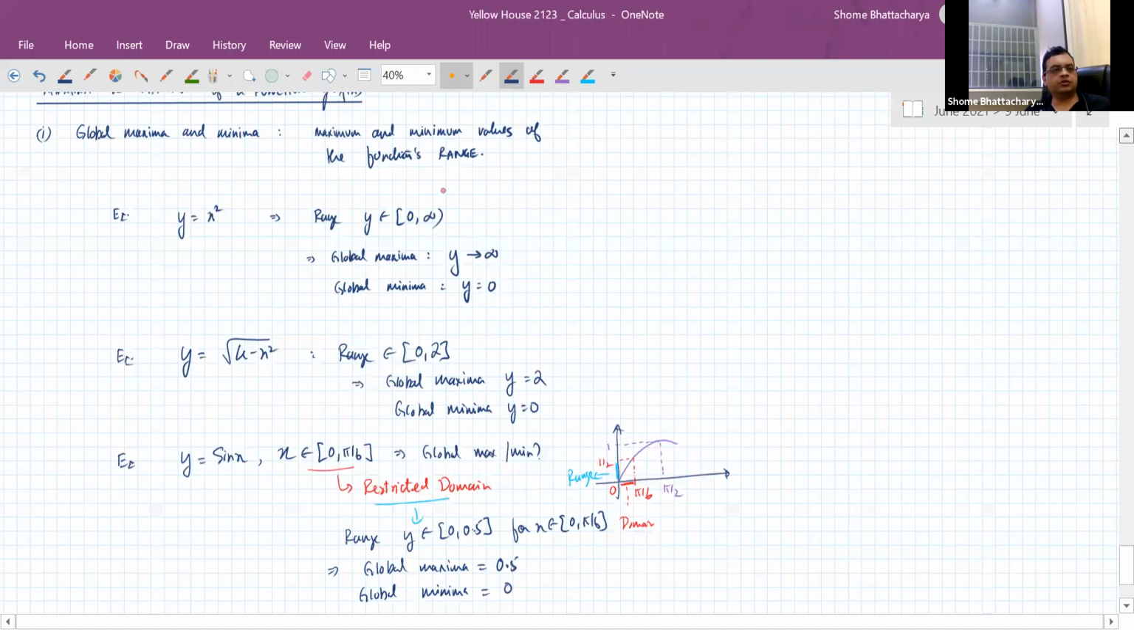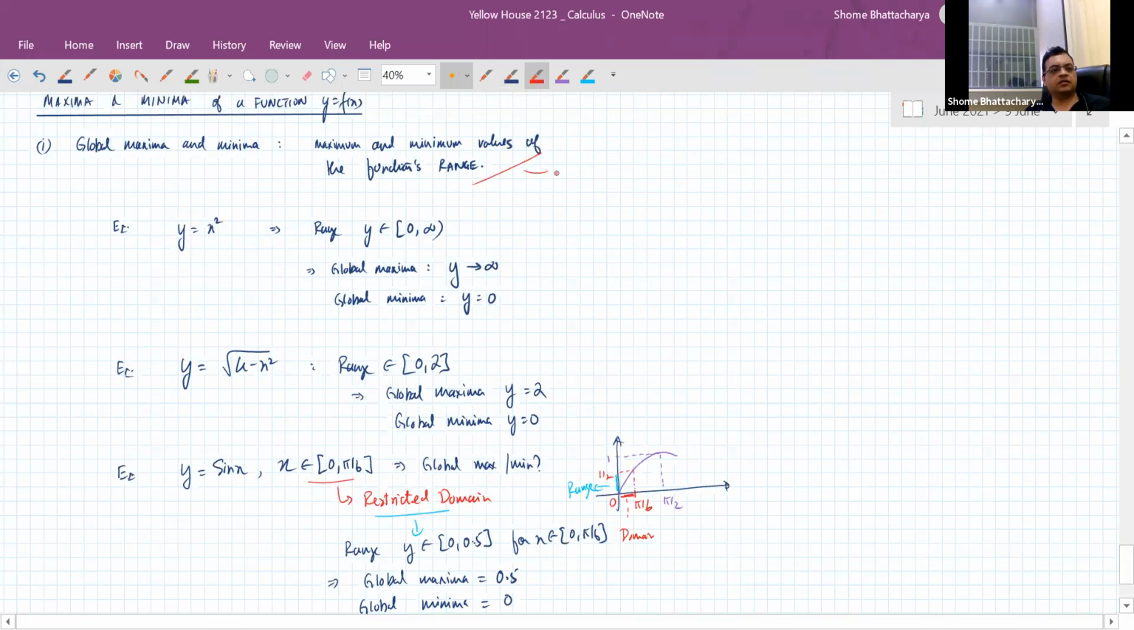So basically, you can also interpret this statement like this, that for y equal to f(x), if the range of y is A to B, let's say, then A is the global minima and B is the global maximum. So all this means.